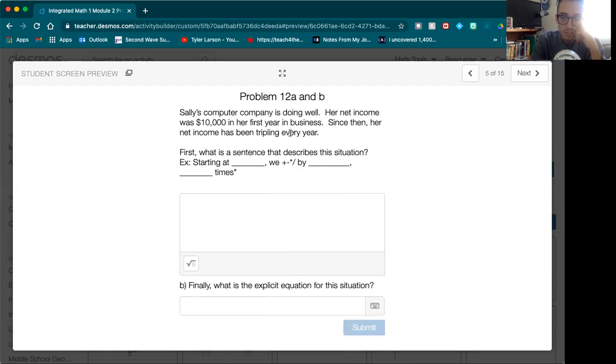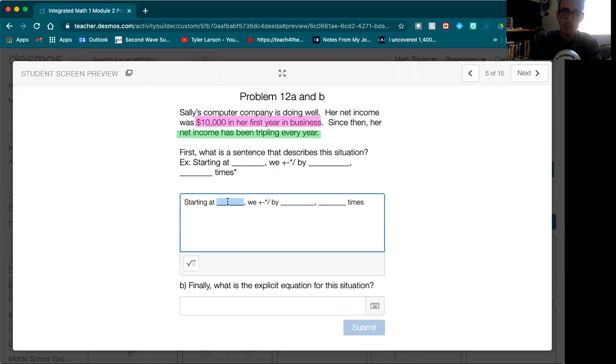Sally's computer company is doing well. Her net income was $10,000 in her first year in business. Ooh, let me highlight some of the things here so I know what I'm reading. So we have $10,000 in her first year of business. Since then, so we see it change, the net income has been tripling every year. So first in a sentence, all right? So starting at, and it might be helpful to legitimately copy and paste this.